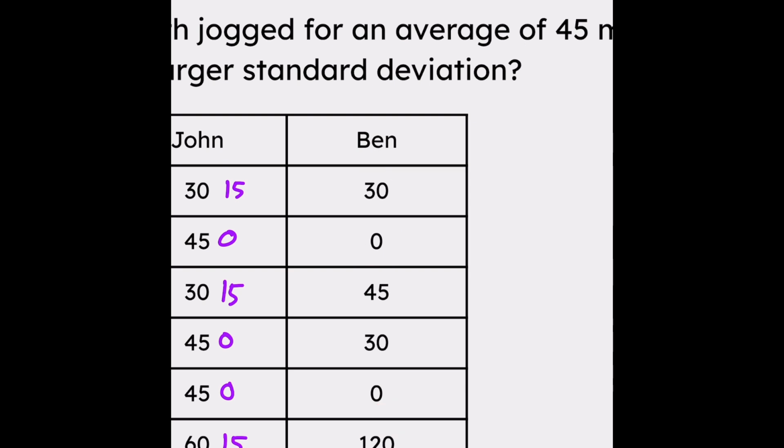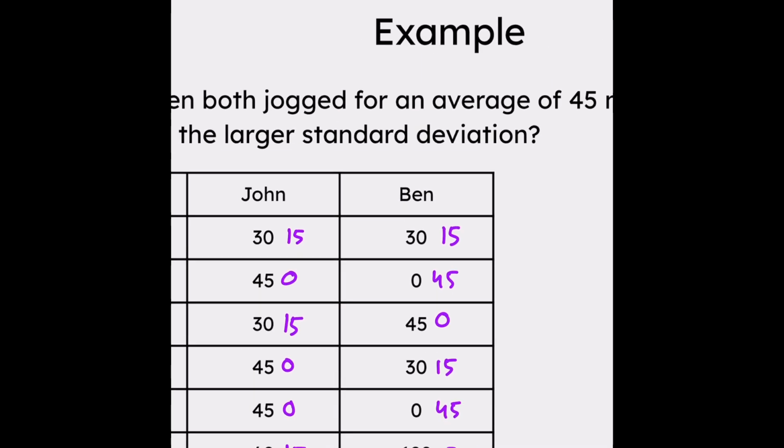And if we were to find the difference between his values and the mean, it would be 15 today, 45 tomorrow, then 0, then 15, then 45, then this would be 75, I think. So his values vary wildly, so he has a higher standard deviation than John.